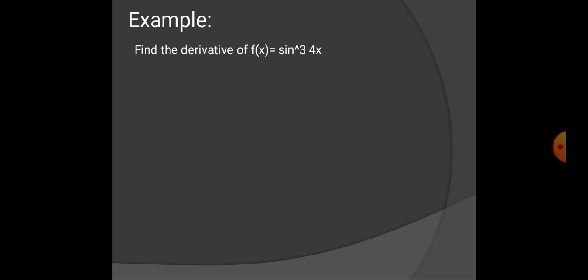Find the derivative of f of x is equal to sine cubed 4x. So we can rewrite this in the form of f of x is equal to quantity of sine 4x to the power of 3. So this is the modified version of our trig function where we are going to be using the chain rule for our derivative. So f prime of x is 3 quantity of sine 4x squared times d over dx of sine 4x.